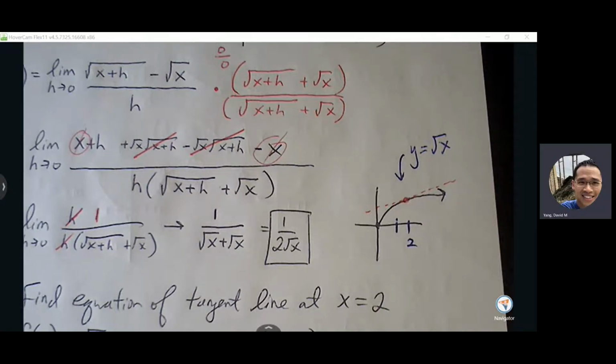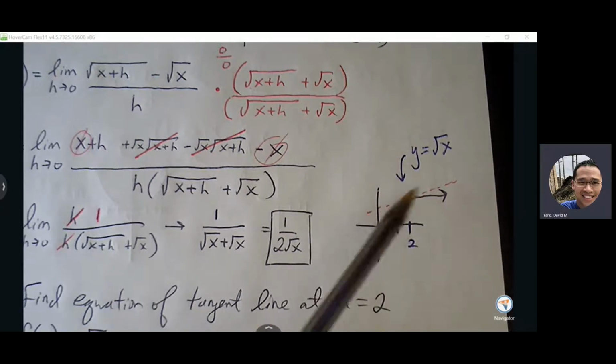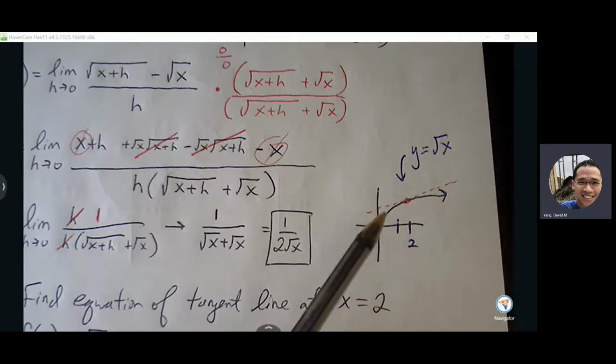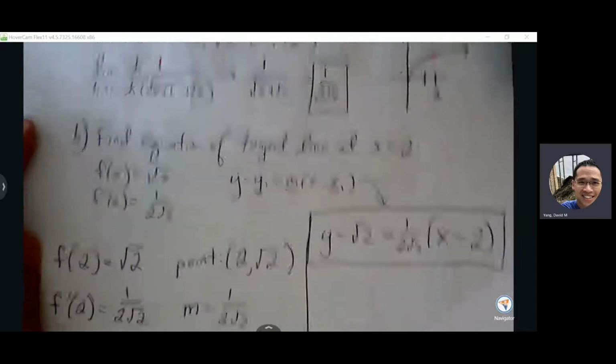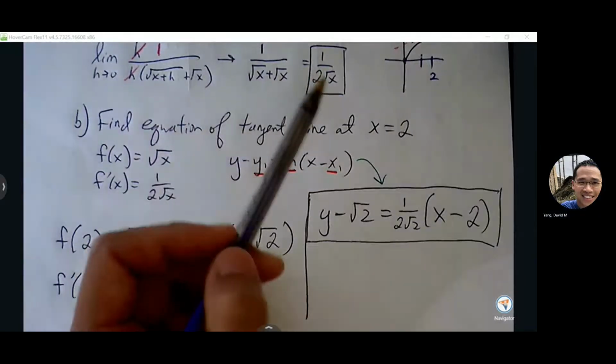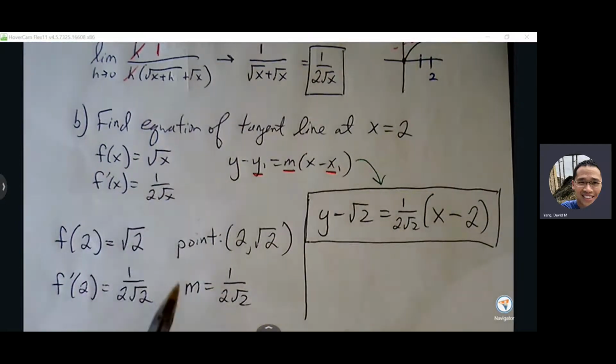So once we have a function and its derivative, we can create these tangent line equations for any point on the curve. So part B was find the equation of the tangent line at x equals 2. We insert 2 into the function to get the y value. We insert 2 into the derivative to get our slope.